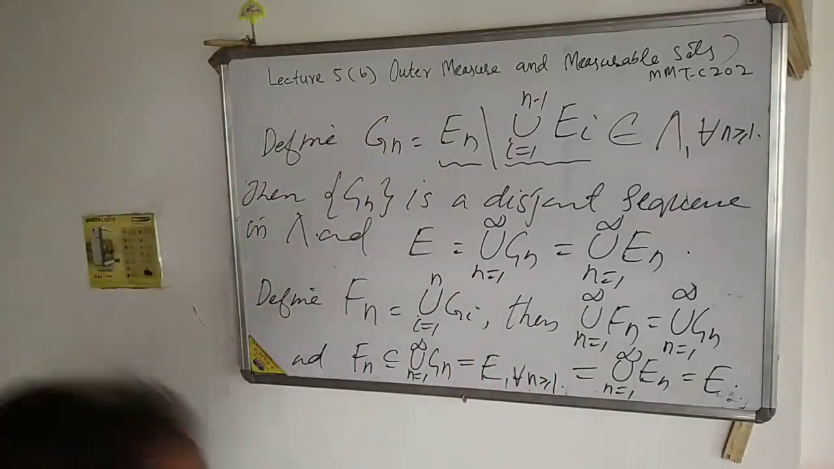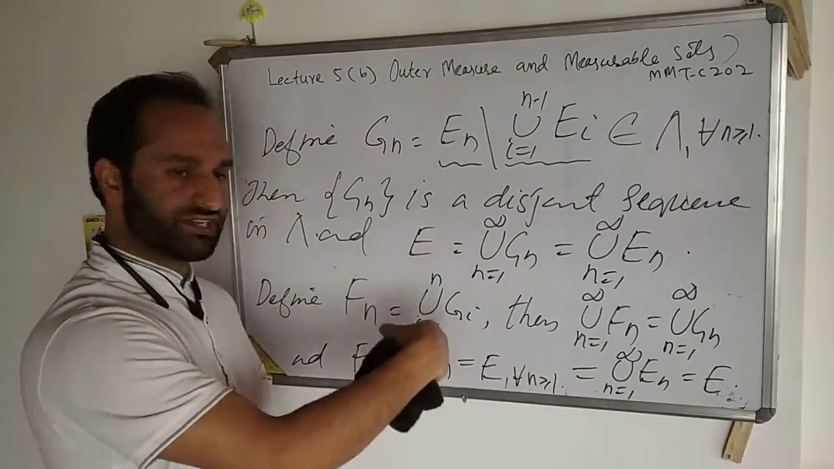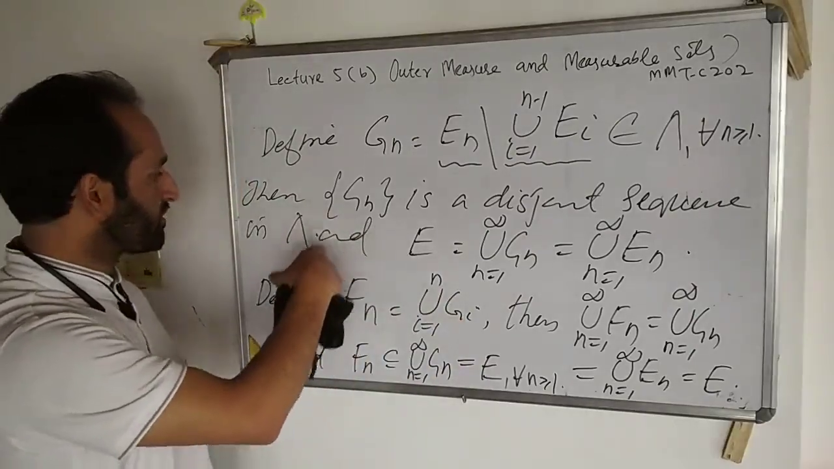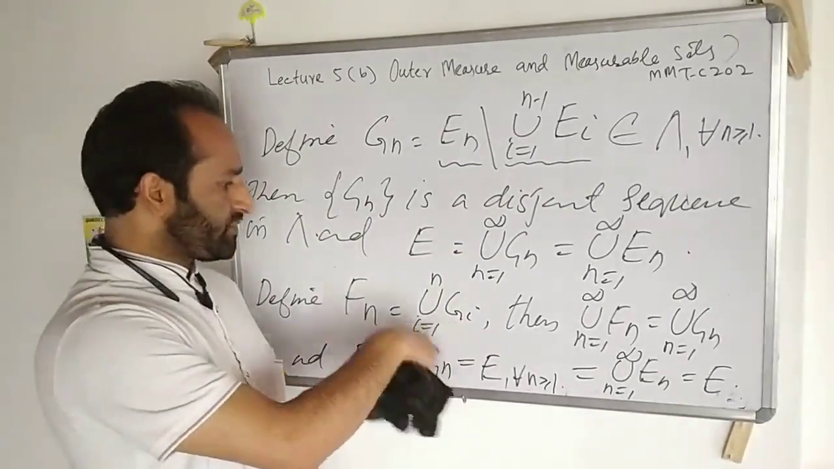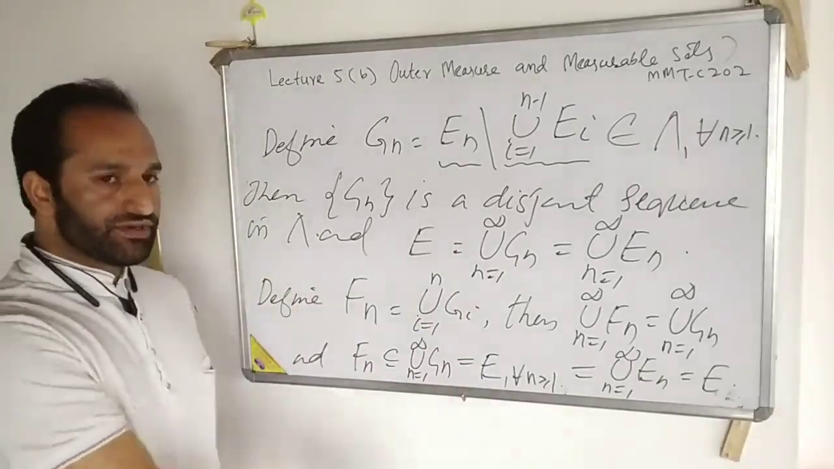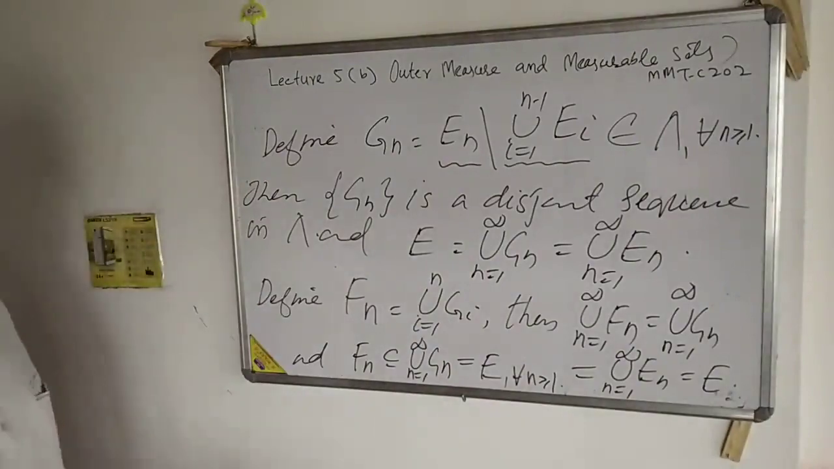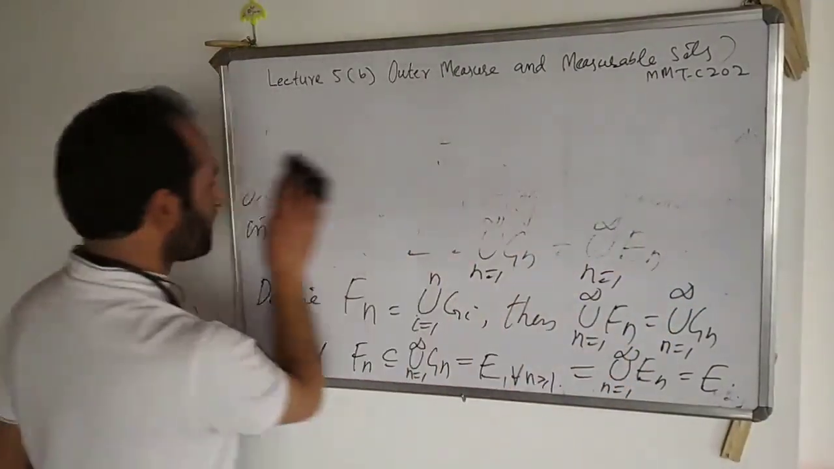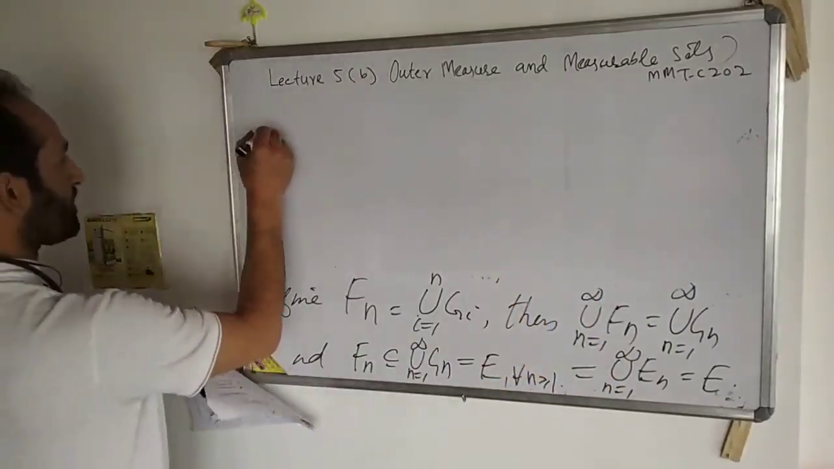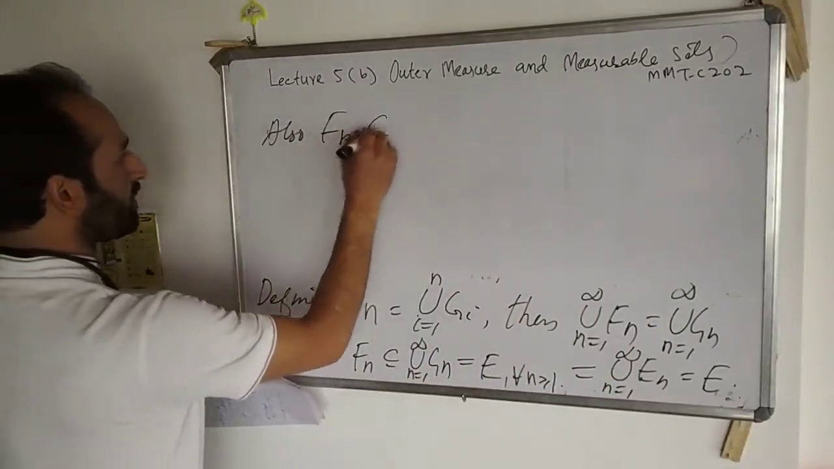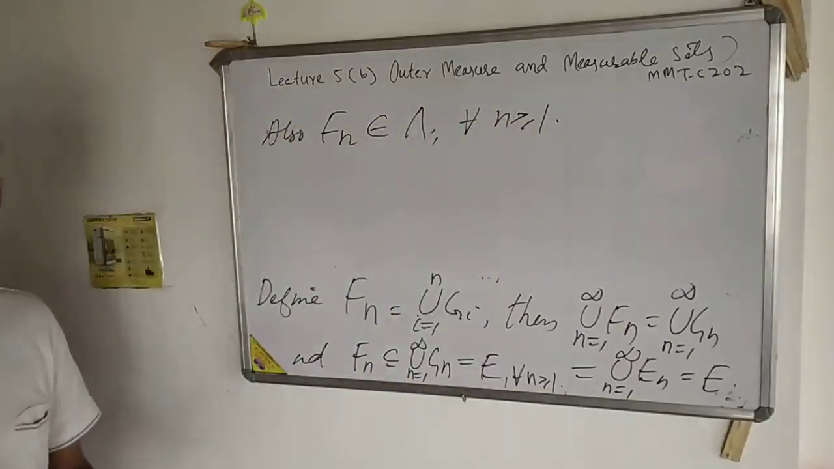And these Fn's are also measurable sets, because the Gn's are all measurable sets. It is a disjoint sequence of measurable sets, disjoint sequence of the members of lambda. Lambda means a class of measurable sets. So this G1 is measurable, G2 is measurable. They are all members of lambda, and lambda is closed under finite union. Therefore, Fn is also a member of lambda. So also this Fn belongs to lambda for all n greater or equal to 1.